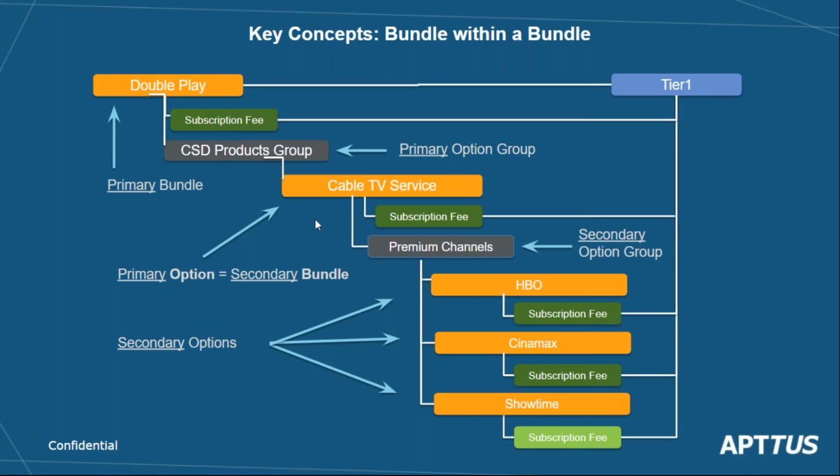Yes, it is an option, but it will also be a bundle. So what you will do is, because it is a bundle product, it will be a primary option for this, but it will be a secondary, because we have to create a bundle with a bundle product. So the type will be bundle. It will not be option, because you cannot add another product inside an option, right? So you will have to create it as a bundle. So double play will be bundle, cable TV service will be bundle. Only these three products will be options.